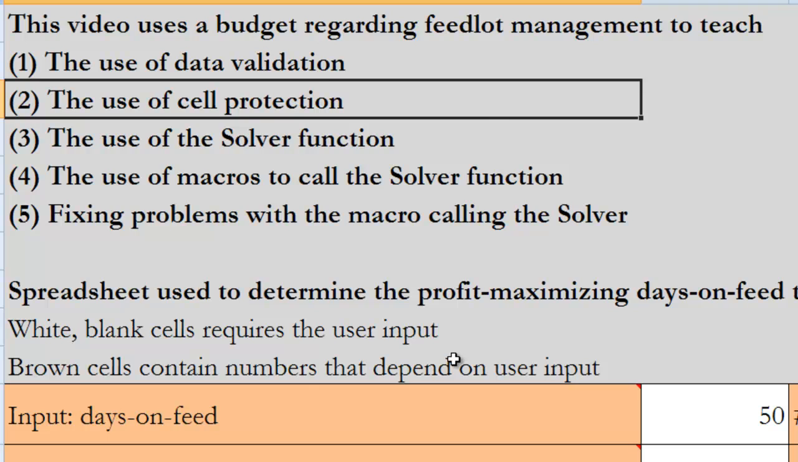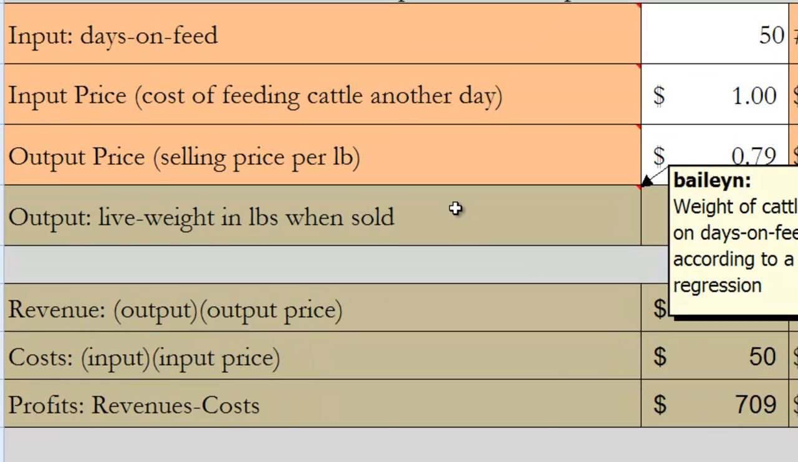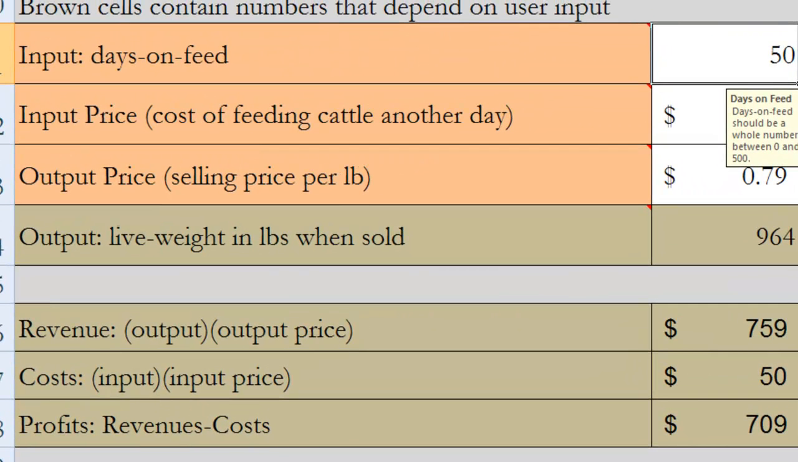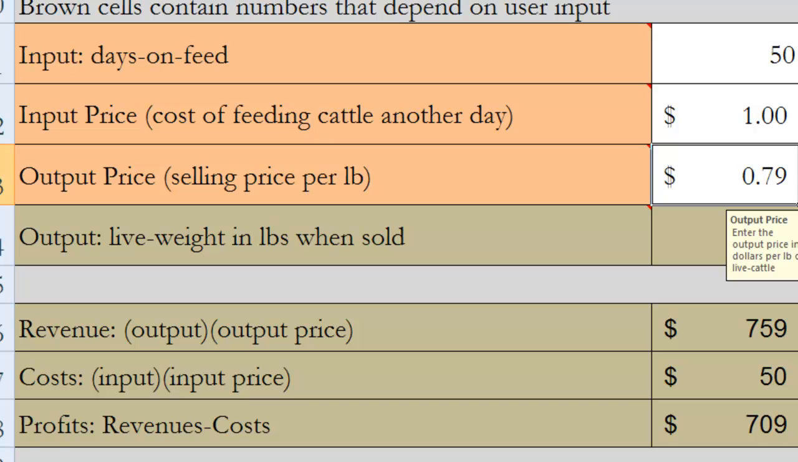To see why this is important, let's go back to this budget. Remember that this budget allows the user to put in days on feed, the input price, and the output price. And based on those inputs, it uses a regression to tell the user how big the cow will be, and the revenues, costs, and the profits from feeding the cow.